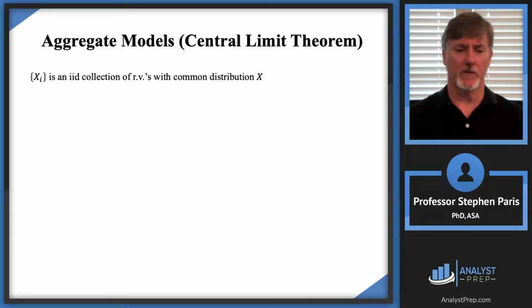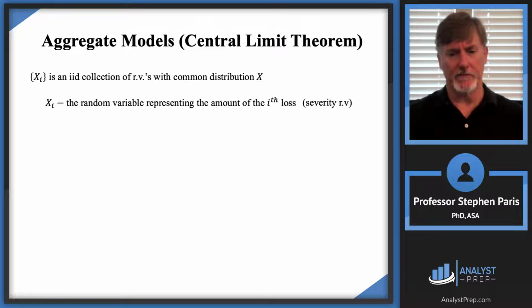We're going to assume that we have a collection of independent and identically distributed random variables with a common distribution of capital X. Initially, I'm going to think about capital X sub i as the random variable representing the amount of the ith loss. So I have a collection of losses, and I'm going to add up all those individual losses to get the total loss. Capital X sub i, again, is the random variable representing the amount of the ith loss. This is referred to on the STEM exam as a severity random variable.